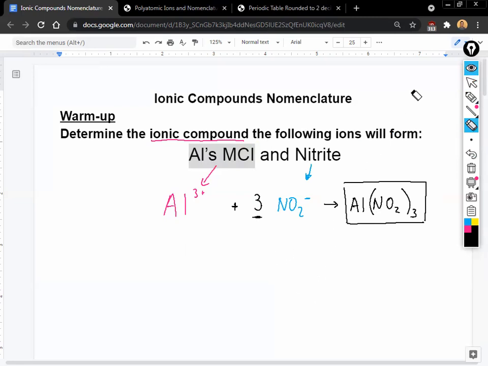What we're going to be doing today is practicing making these ionic compounds again, but we are adding one thing on top of it: we'll be learning how to name them. By the end of this lecture, you should be able to write the name of this molecule right here. Any questions about this problem?